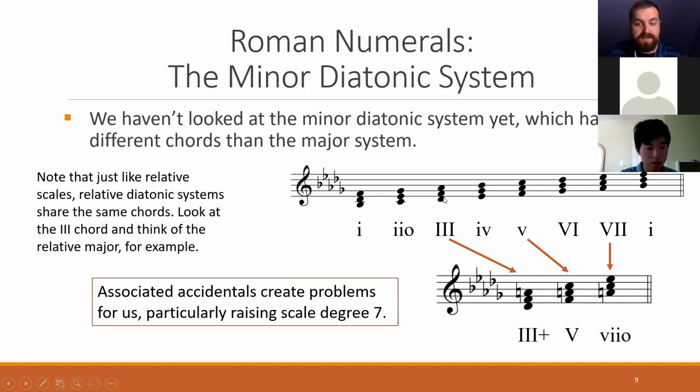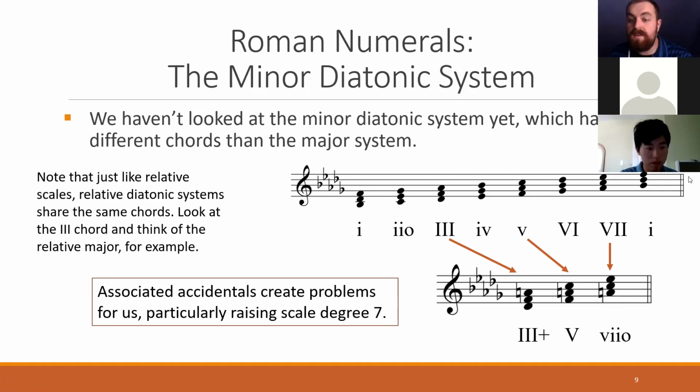We could think of our relative major for our chord qualities, and then think of what happens when we raise scale degree 7 as to why we have these 3 chords here. If you recall, associated accidentals also involve scale degree 6. We don't really see scale degree 6 raised in chords that much. It's primarily something you see in melodies.